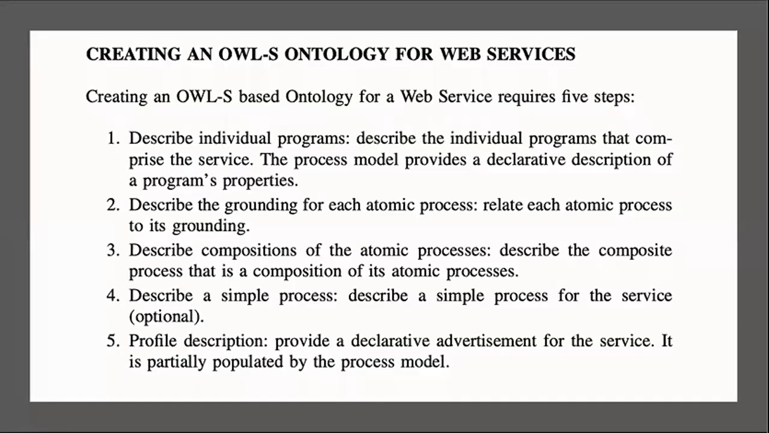Creating an OWL-S ontology for web services. Creating an OWL-S based ontology for a web service requires 5 steps. First one is describe individual programs. Describe the individual programs that comprise the service. The process model provides a declarative description of a program's properties.